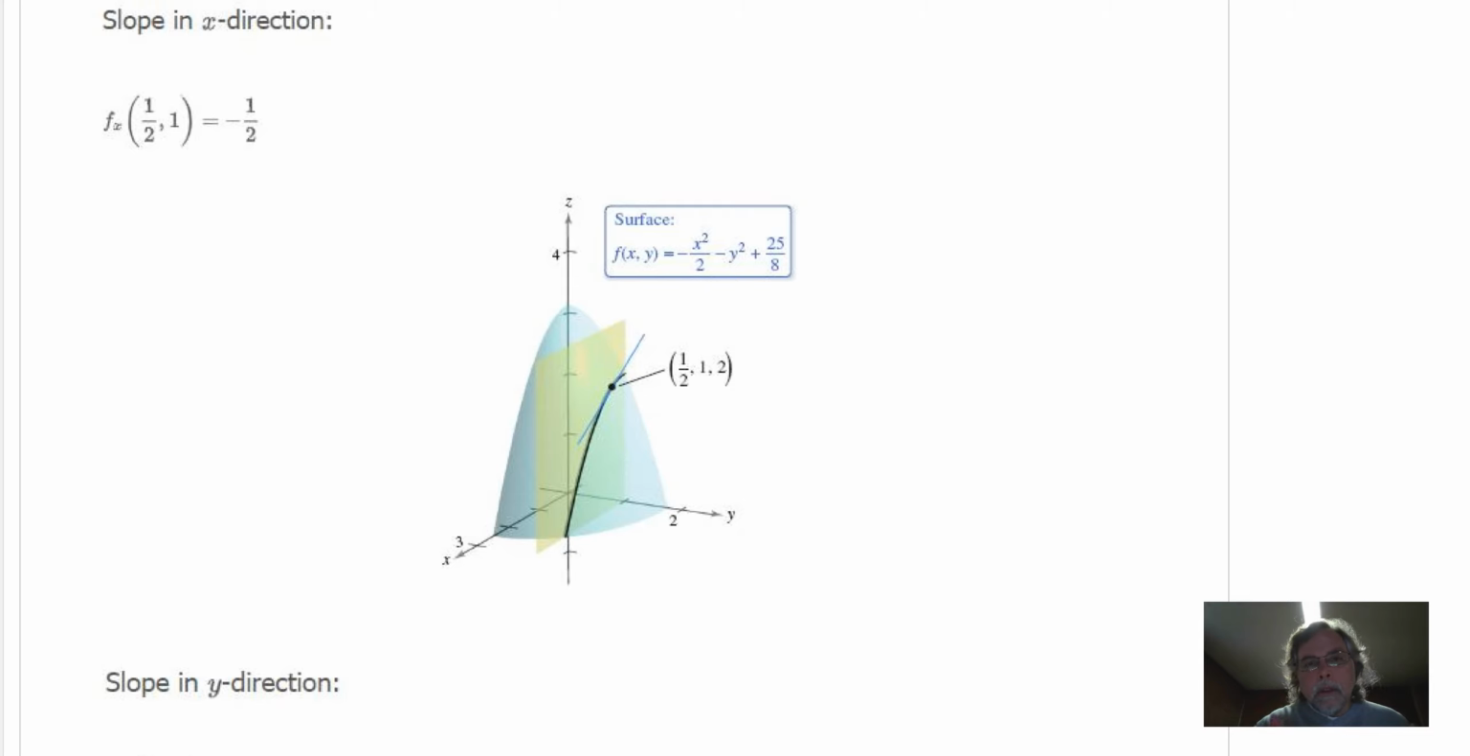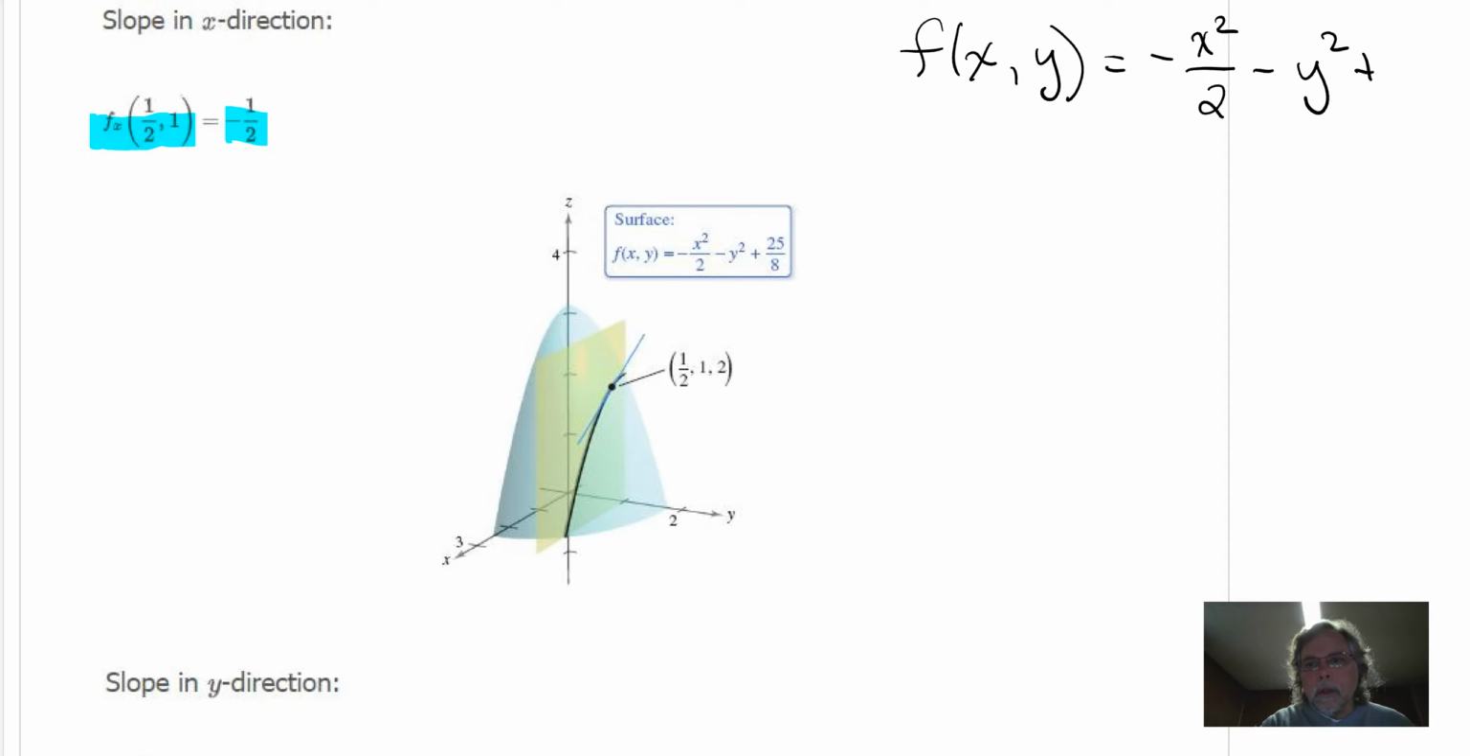So here's an illustration of this with numbers, slope in the x direction and the y direction. I want to verify this first before we do anything else. We're being told here that f sub x, the partial derivative of f with respect to x at the point 1/2, 1 equals negative 1/2. Let's do that calculation here. That's good practice. So let's do f of x, y equals negative x squared over 2 minus y squared plus 25 over 8. That's the surface that's graphed here.